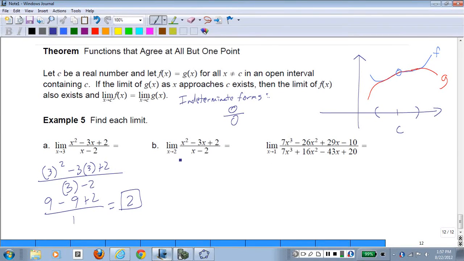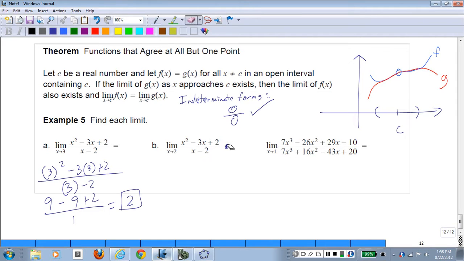The b part, if we look at this, I'm not going to say it's equal to 0 over 0, but if we make the observation, if you evaluate this thing at 2, the numerator, 2 squared is 4, 3 times 2 is 6, 4 minus 6 is negative 2, and negative 2 plus 2 is 0. So the numerator is approaching 0 as x approaches 2. The denominator is approaching 0 as x approaches 2, so it's an indeterminate form of type 0 over 0.